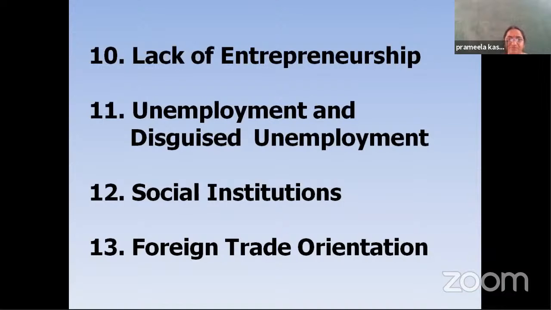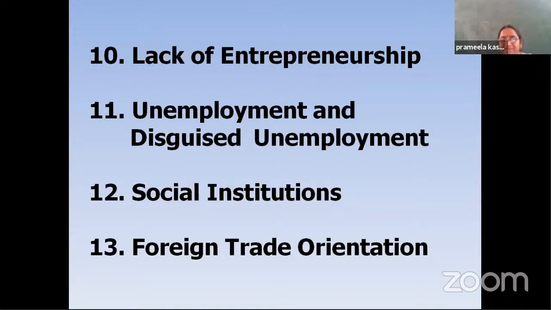Next, the last one is foreign trade orientation. Foreign trade orientation is one of the important features of developing economies. For example, if we go to developing economies, most of the economies depend on international trade, mainly to export primary things. The primary things mean raw material, etc., depending on the agriculture sector. So depending on these primary things, automatically they are unable to overcome the problems which are faced by those economies.